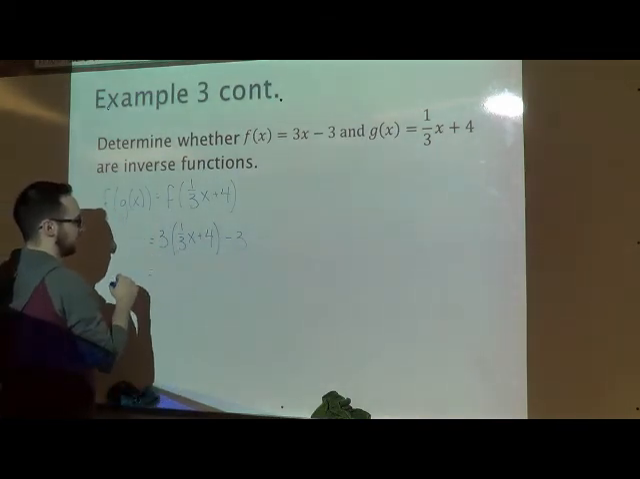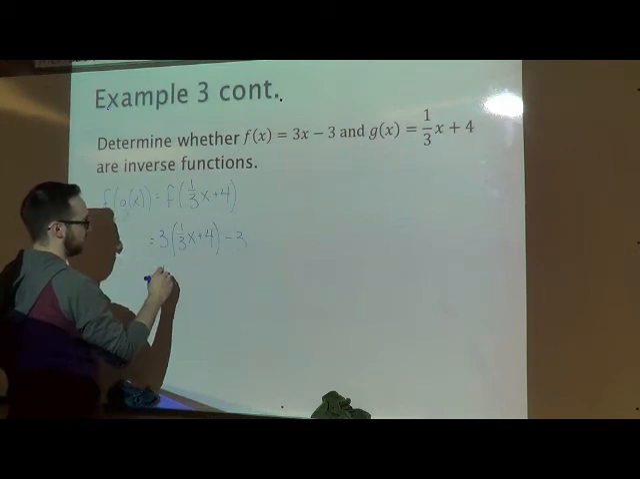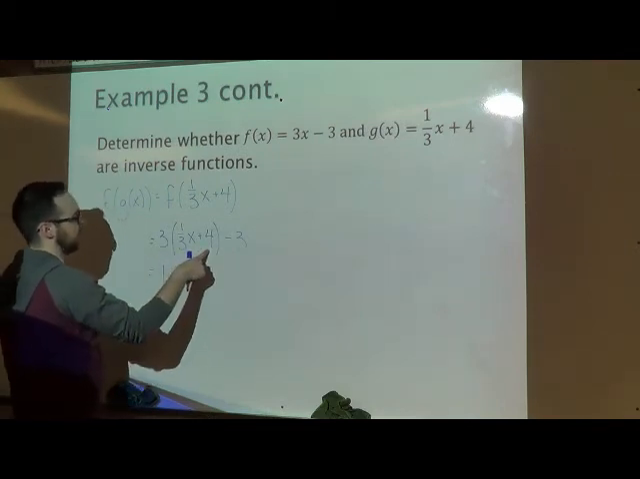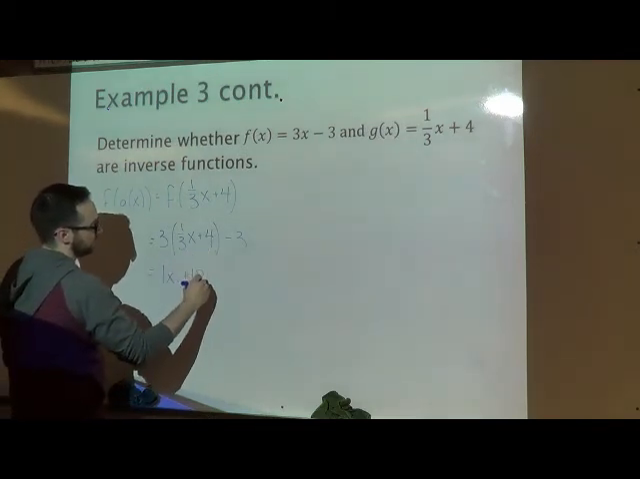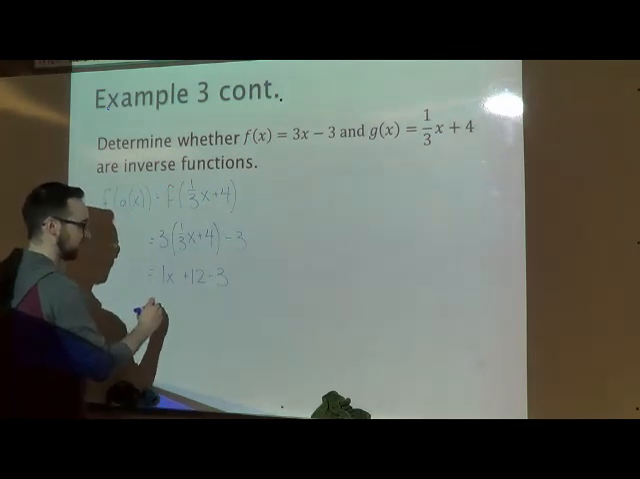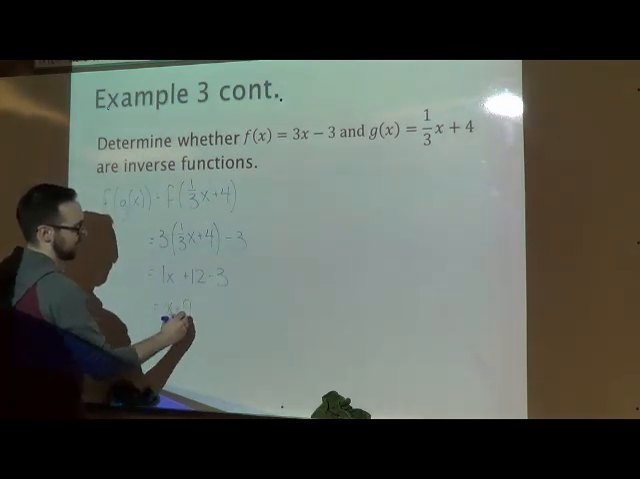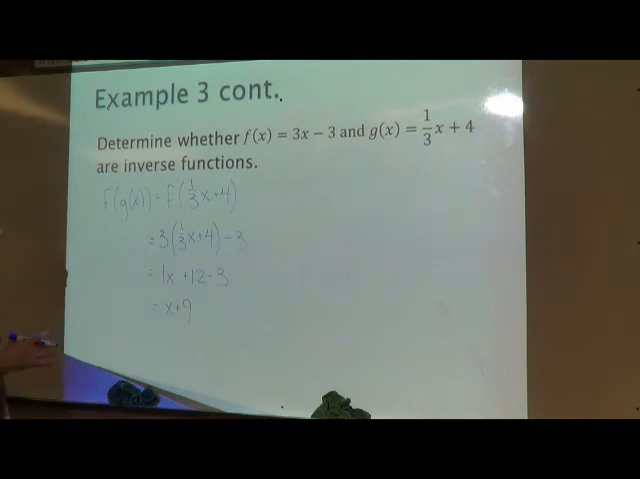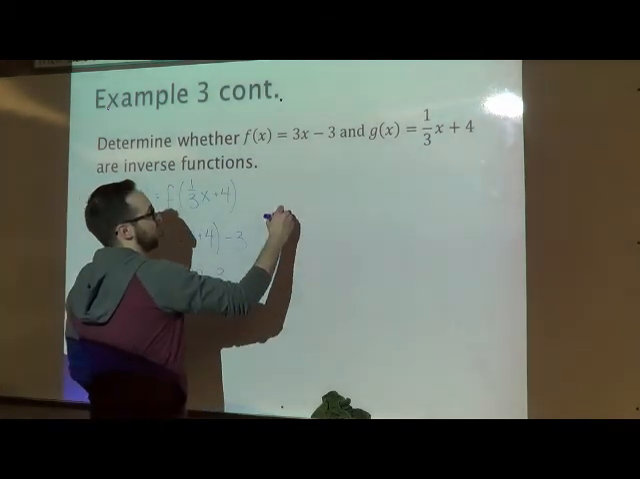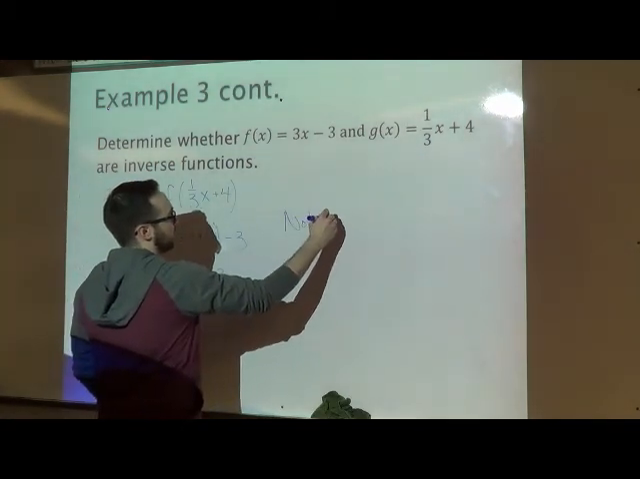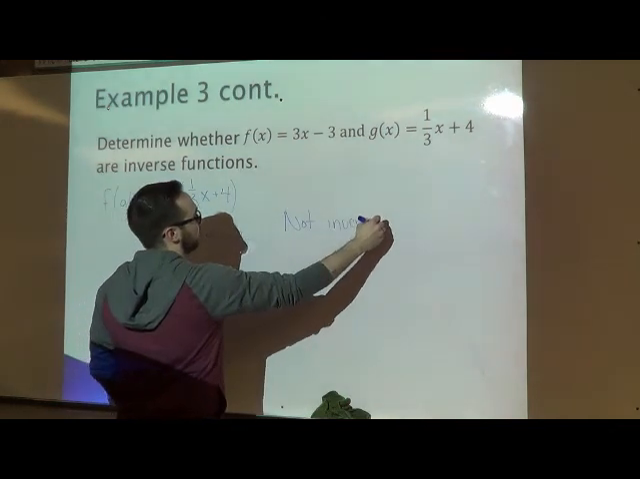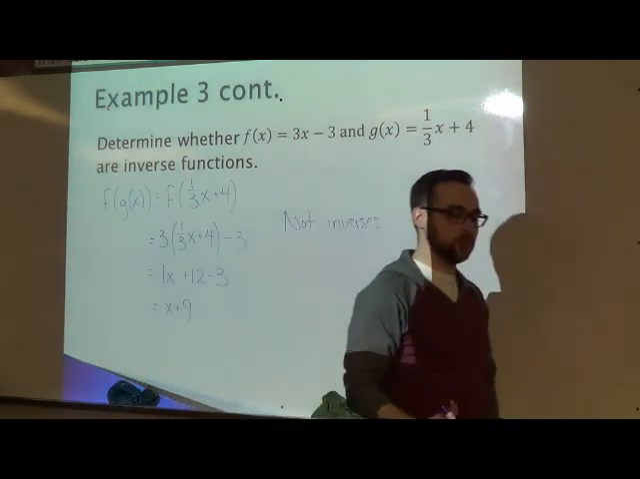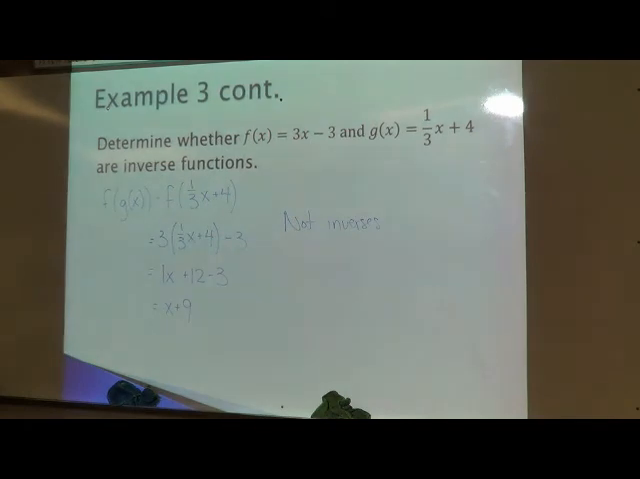So 1/3 x times 3 is going to be 1x. 3 times 4 is going to be positive 12. Minus 3, we get x plus 9. That is not the identity function, so these are not inverses of one another. They're not inverses because we do not get the identity function.